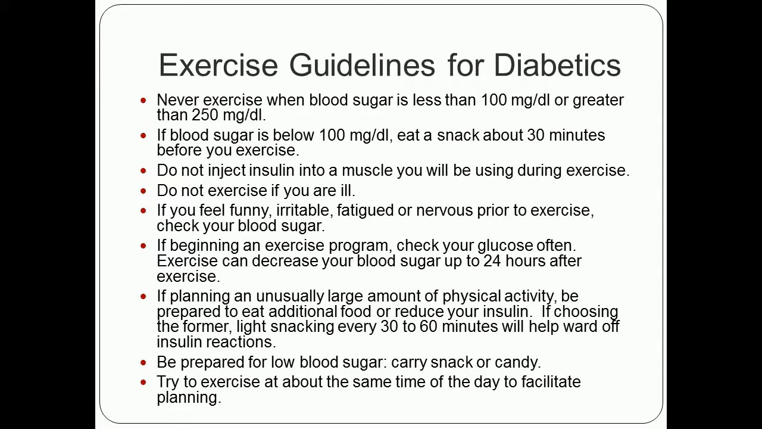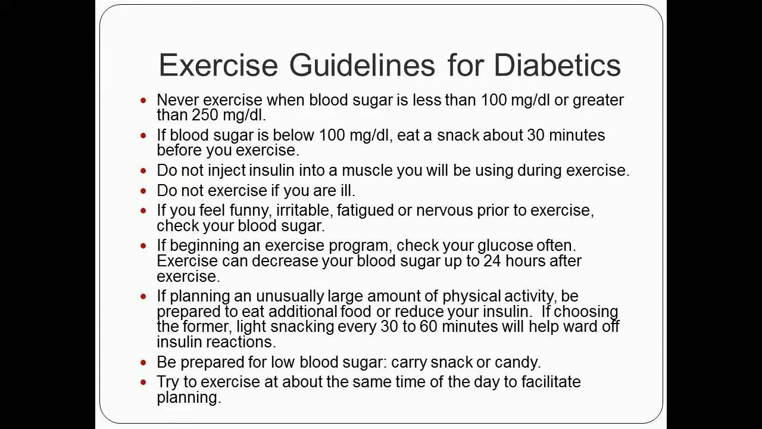Exercise guidelines for diabetics. Never exercise when blood sugar is less than 100 milligrams per deciliter or greater than 250 milligrams per deciliter. If blood sugar is below 100 milligrams per deciliter, eat a snack about 30 minutes before you exercise. Do not inject insulin into a muscle you will be using during exercise. Do not exercise if you are ill. If you feel funny, irritable, fatigued or nervous prior to exercise, check your blood sugar. If beginning an exercise program, check your glucose often.